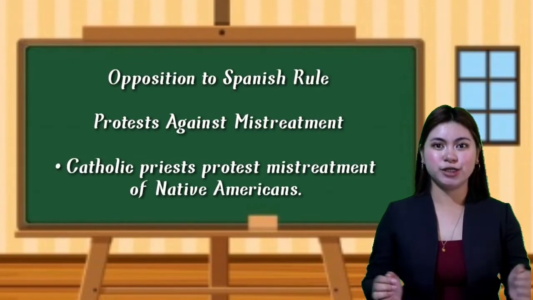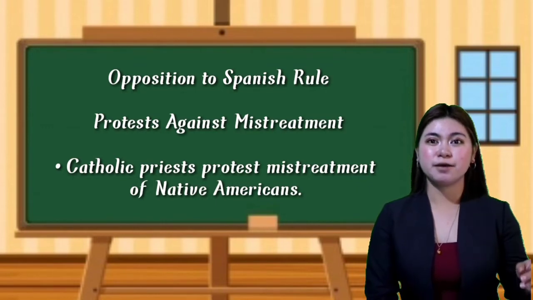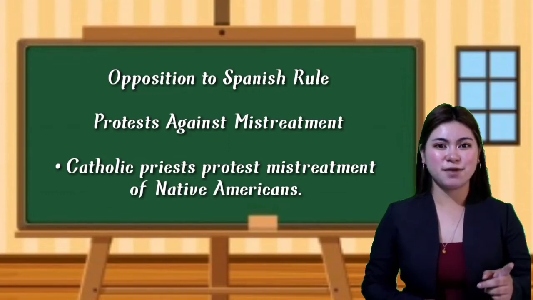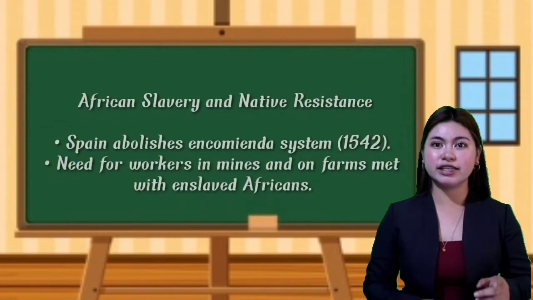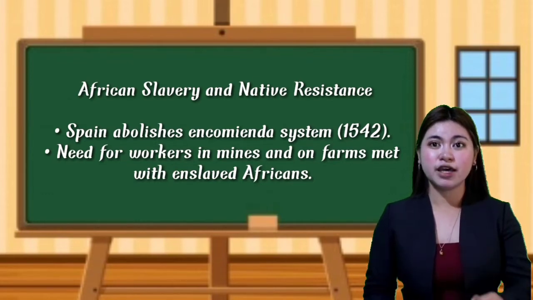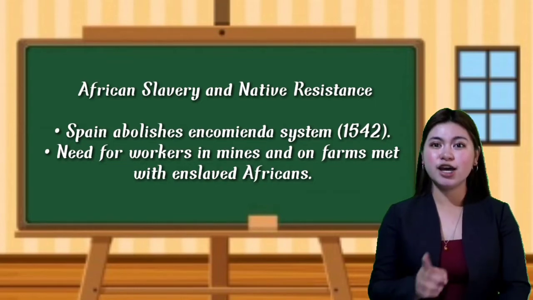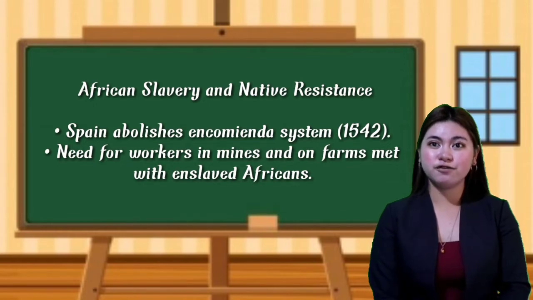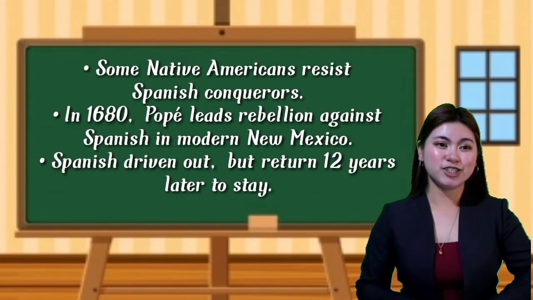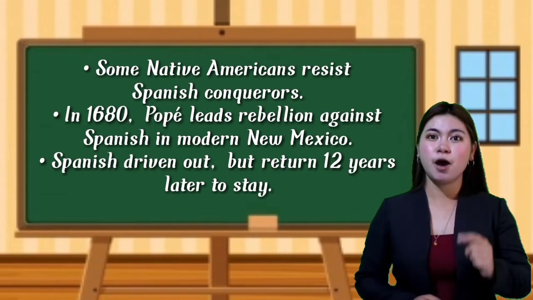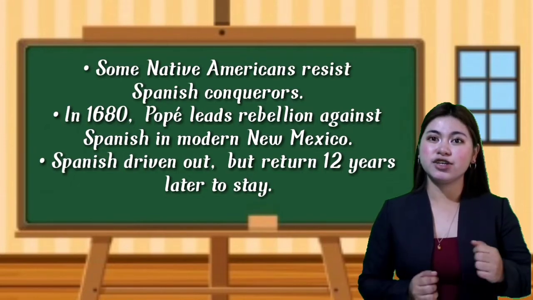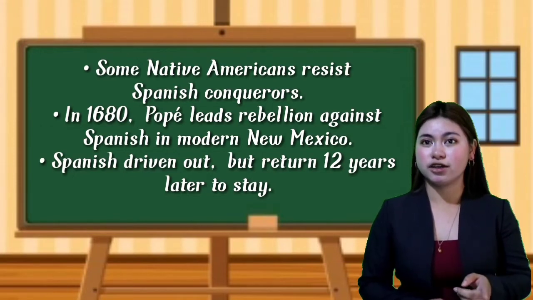And opposition to Spanish rule: protest against mistreatment. Catholic priests protest the mistreatment of Native Americans. African slavery and Native resistance: Spain abolished the encomienda system in 1542. The need for workers in mines and on farms was met with enslaved Africans. Some Native Americans resist Spanish conquerors. In 1680, Popé leads a rebellion against the Spanish in modern New Mexico. The Spanish were driven out but returned 12 years later to stay.